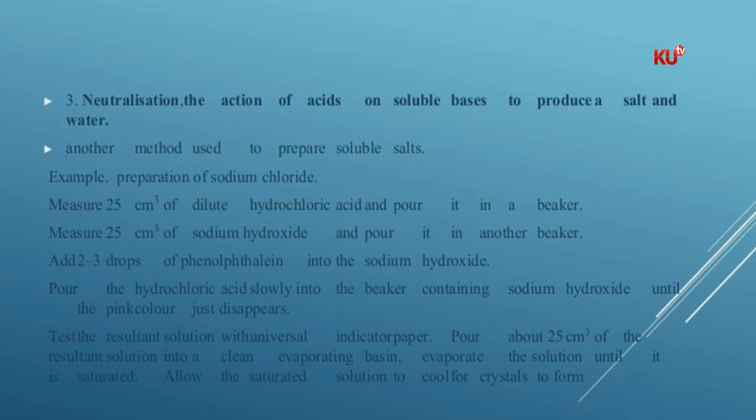You go through the procedure. Again, we will do the practical next lesson. Let us go through the procedure. First, measure about 25 centimeter cubed of dilute hydrochloric acid and pour it into a beaker, and measure another 25 centimeter cubed of sodium hydroxide. Again, you pour it into another beaker.